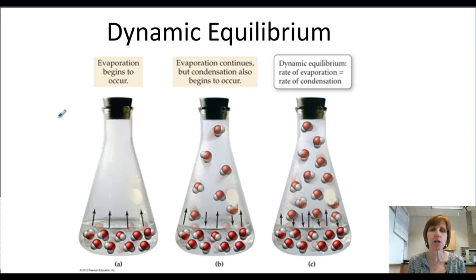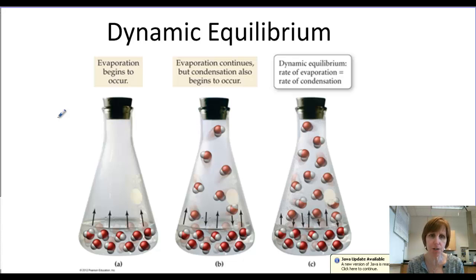Alright guys, let's continue with chapter 12. We were speaking in the last video about evaporation, condensation, freezing, melting, sublimation, and deposition. Today let's consider evaporation. There's a point at which, in a closed vessel, you'll reach dynamic equilibrium.